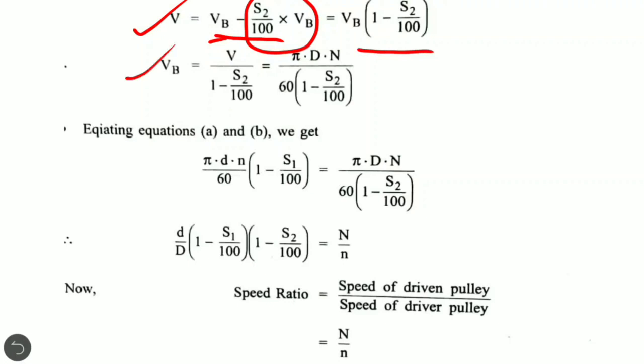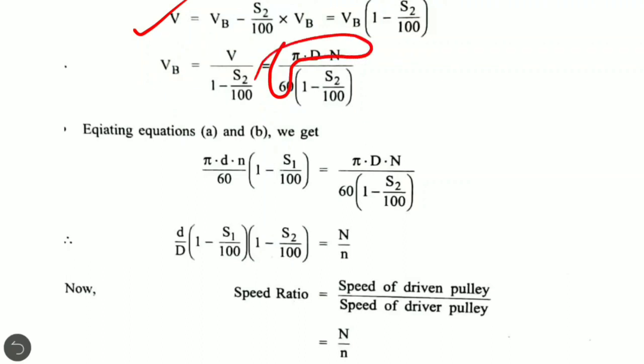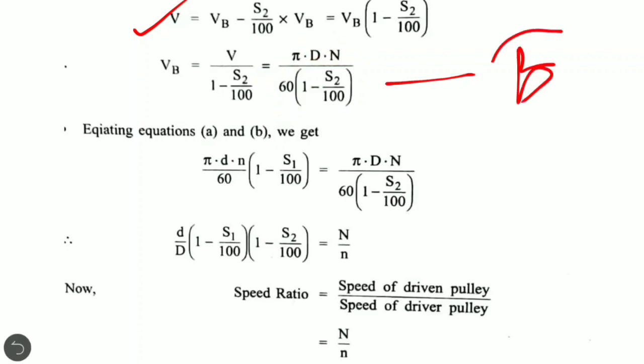Now, we are interested in VB, the belt velocity, because in the previous slide also we have calculated it. So, VB is equal to V by 1 minus S2 by 100, you can see this equation. V is nothing but pi dn by 60. You can see this, pi dn by 60 into 1 minus S2 by 100. This would be the equation of VB, second equation.